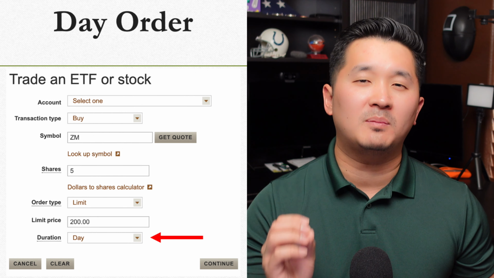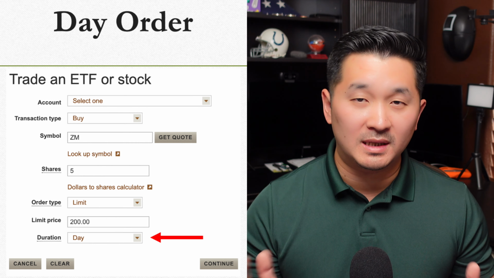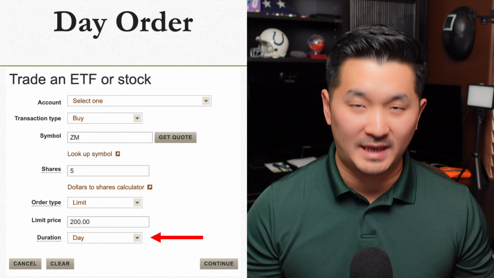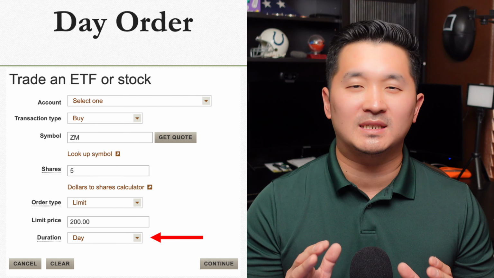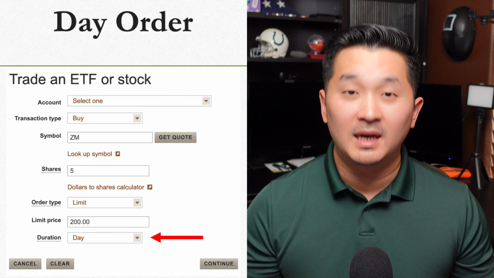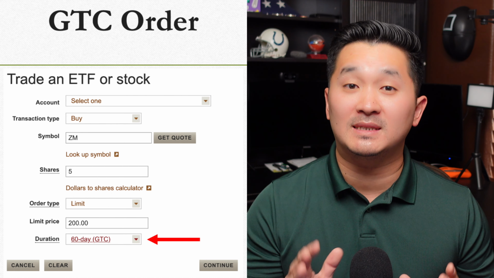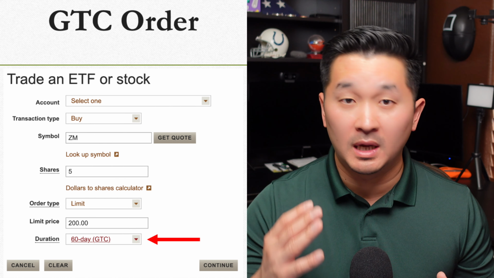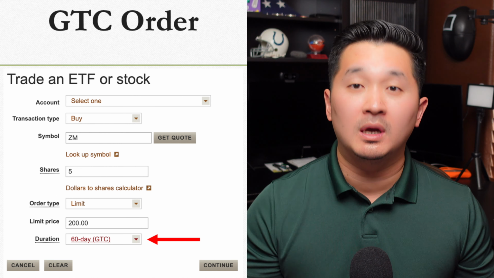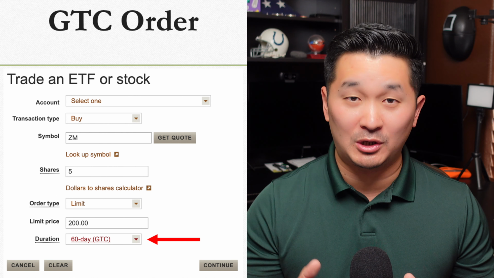For example, if you want to buy 5 shares of Zoom stock with the limit order of let's say $200 and you set it for a day, but the share price never drops to $200 and let's say it just stayed at $210, then the order is canceled at the end of the trading day. If you set it to 60 days, then your order to buy 5 shares of $200 worth of Zoom stock will remain open for 60 days and you have a better chance of seeing the stock drop to the price that you want to buy at.